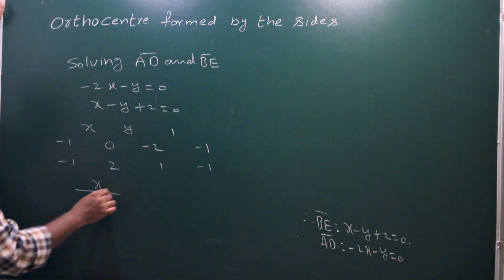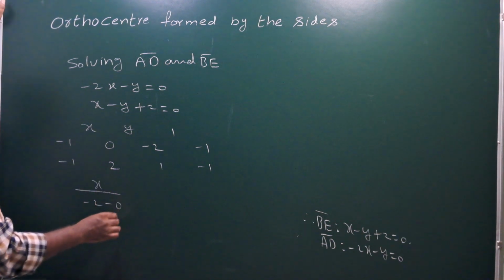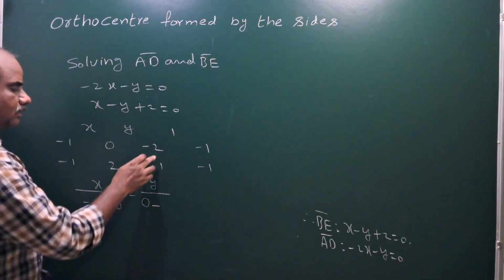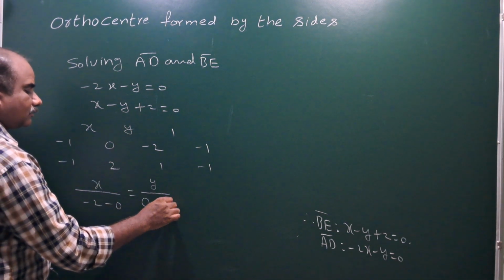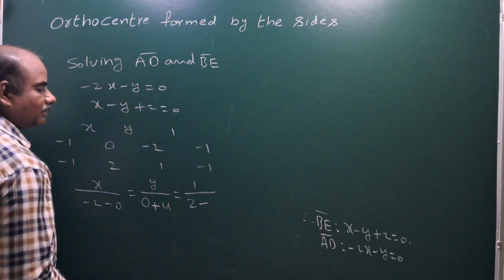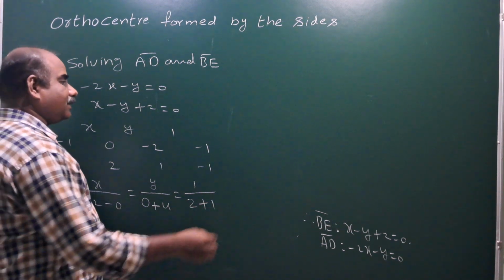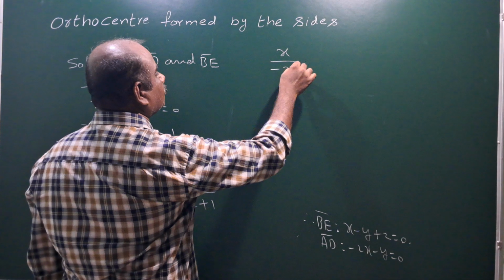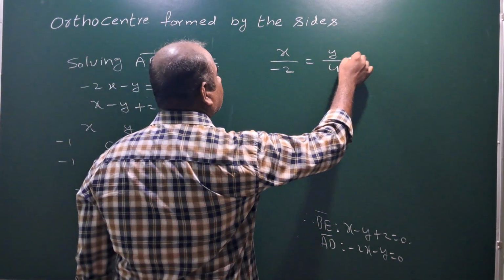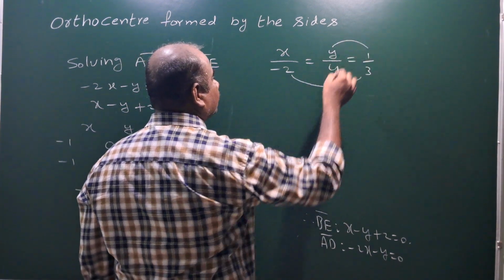Okay. Therefore x by minus 1 into 2 minus 2 minus 0 into minus 1, that is equal to y by 0 into 1 minus minus 2 into 2, that is 4, which is equal to 1 by minus 2 into minus 1, that is plus 2, minus 1 into minus 1 into 1, plus 1. So finally it is equal to x by minus 2, y by 4, that is equal to 1 by 3. So taking these two we get the x coordinate and these two we get the y coordinate.